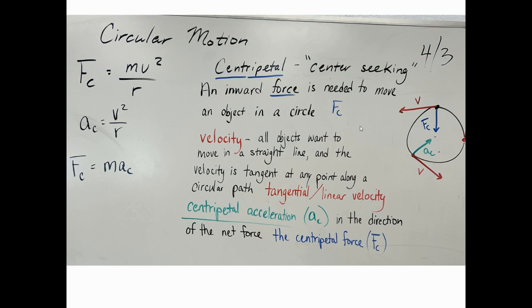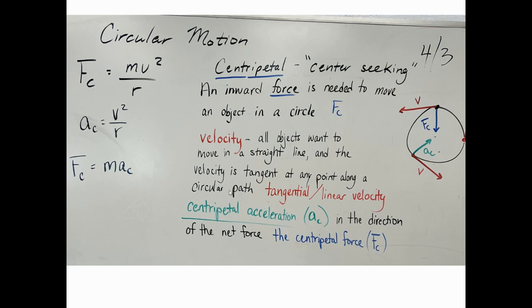Velocity: all objects want to do is move in a straight line, and they would keep doing that if it wasn't for that force. Velocity would therefore be tangent at any point along the circular path. So right here, if we're moving counterclockwise, it's in a straight line off this way. Right here, it's in a straight line off that way. Right here would be a straight line, kind of upper. It's not a perfect circle. I'm not a perfect circle drawer, but you get the idea.